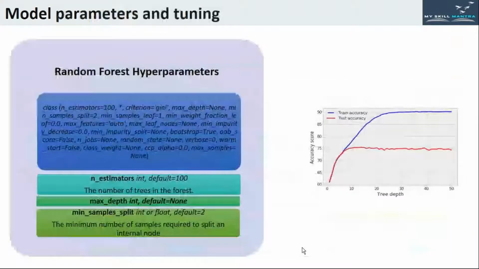Okay, now we move on to the next step. This is a very important step in model building. It's intimidating sometimes, but it's very important. So once we get the initial results, we try to improve upon this by tweaking the model parameters.